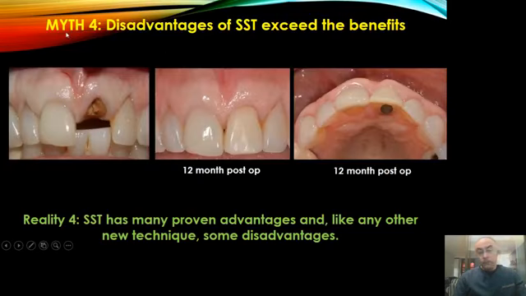And clinically, when you try it, you can see the advantages of this. One of the cases that I've done, a patient came with a central incisor number 9, it's failing, extraction, socket shield done, temporary tooth delivered at the same time, 12 months post-operation.